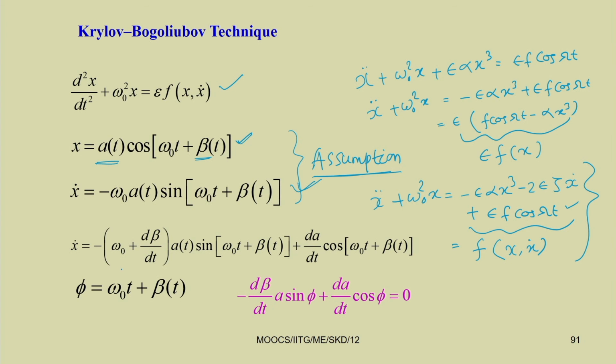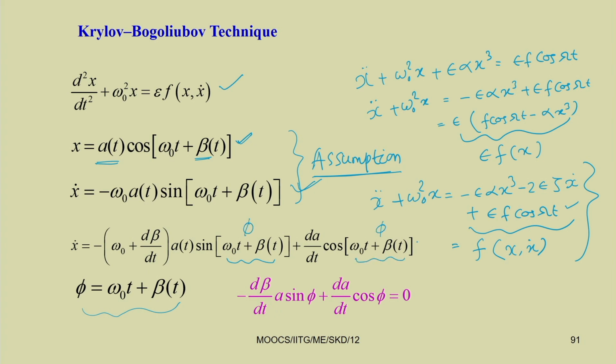Then differentiating this x, one can write x dot equal to minus omega 0 plus d beta by dt, a t sin omega 0 t plus beta t, plus dA by dt cos omega 0 t plus beta t. We can substitute phi equal to omega 0 t plus beta t, so that this term we can write equal to phi. So, this is sin phi and this becomes cos phi.